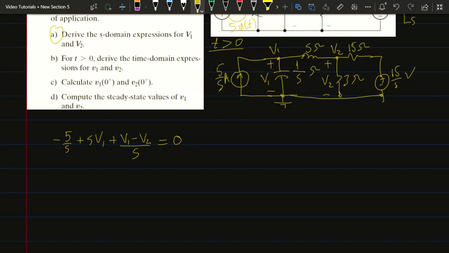Now I'll just multiply both sides by s, and I will take this to the other side, so the result will be s squared V1 plus V1 minus V2 is equal to 5s. And then combining similar terms together, I will write this in a different color, let's say blue.